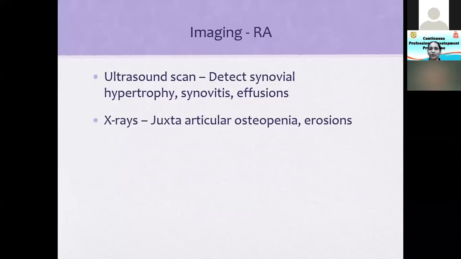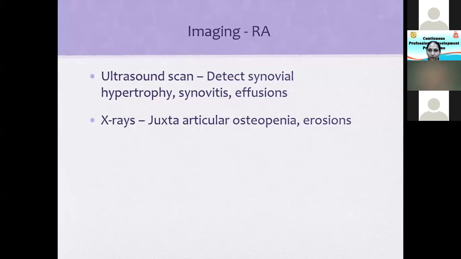You can use imaging early on in the disease. Ultrasound scans can be used to detect synovial hypertrophy, synovitis, as evidenced by power Doppler studies, and the presence of effusions can be appreciated. So if you are not sure if it is early arthritis, you can perform an ultrasound scan to see whether there is active synovitis in the joint. X-rays, again, early on can show juxtaarticular osteopenia. Later on, erosions can occur, periarticular joint erosions.